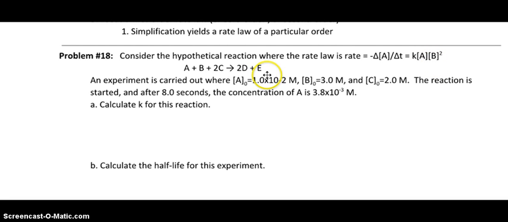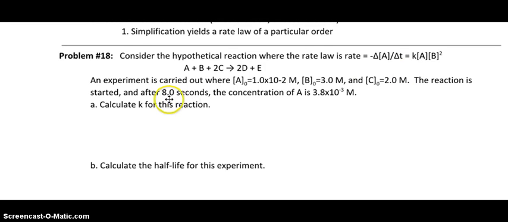Now look at the experiment. Notice that A is basically 0.01, or 1/100th of a molarity. B is 3 molar and C is 2 molar. So A is a very, very small molarity compared to the other two. So how do we figure this out? Well, because A is the least concentration, the rate really depends on just A. So we look over here and we say it's first order in A, so the pseudo order is going to be first order in A.